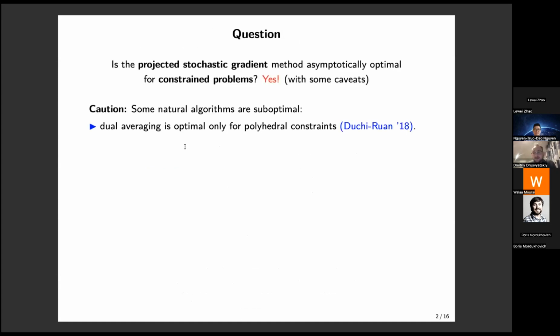And another interesting thing is that not all algorithms that may be natural are asymptotically normal with the right covariance. It turns out that the motivation for this work was an algorithm that was not optimal and did not have the right covariance. There was a paper of Duchi and Ruan in 2018, which showed that a very natural algorithm, stochastic dual averaging, gets the wrong covariance as soon as you have any curvature in the constraints. Okay, it does have asymptotic normality guarantees, but only for polyhedral constraints.